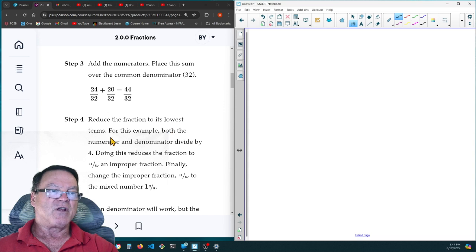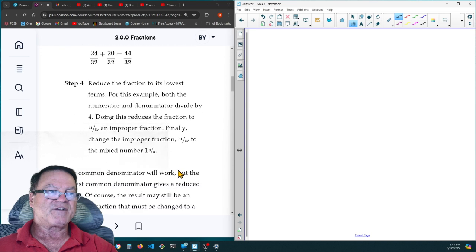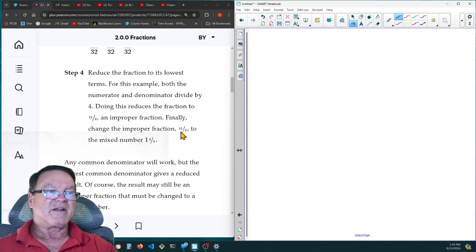Now reduce the fraction to its lowest terms. For this example, both the numerator and the denominator are divisible by 4. So we'll divide the numerator by 4, we'll divide the denominator by 4, and it's 11/8. So doing so results in a fraction of 11/8. It's an improper fraction, so we have to subtract 8 from the 11 and get 3/8. So it's 1 3/8. Any common denominator will work, but the lowest common denominator gives the reduced result.